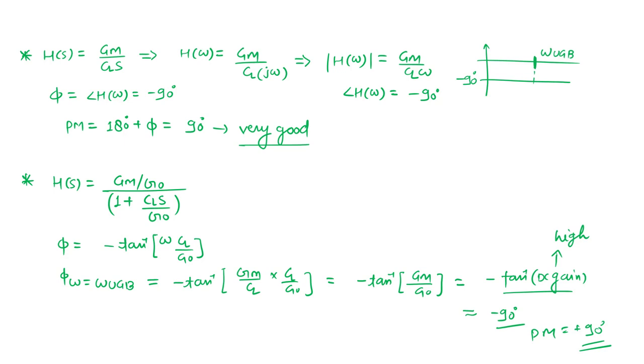But if we consider GM by G naught, which is the DC gain, to be high, very much greater than 1, then I can say this is nearly contributing minus 90, which gives a phase margin nearly coming to plus 90, which is again a very good value. Now let's consider the higher order system.